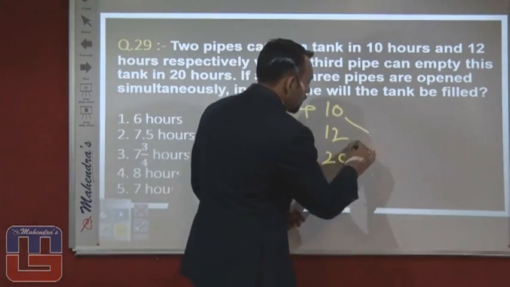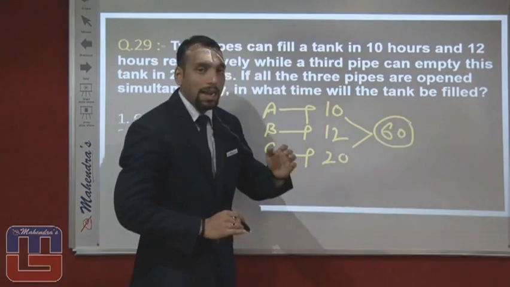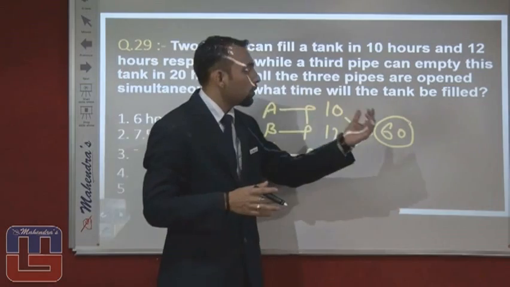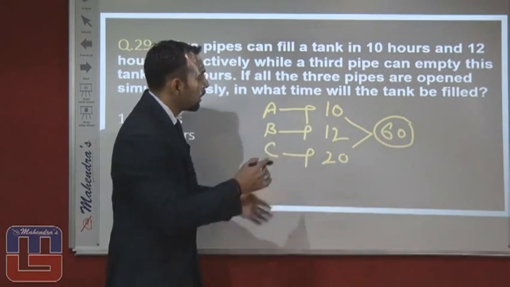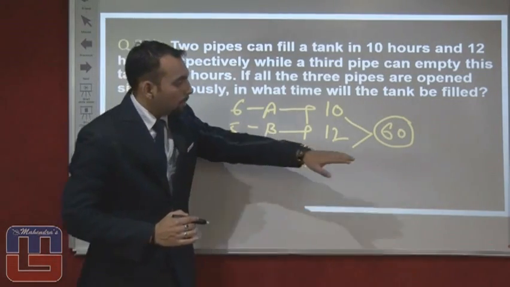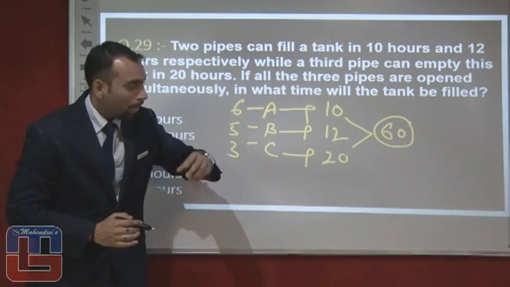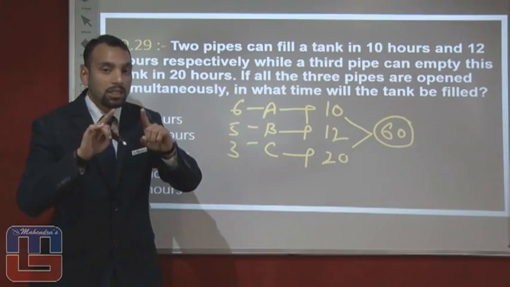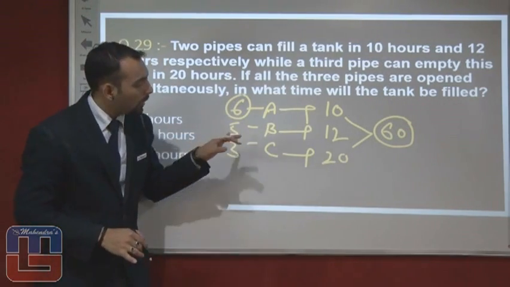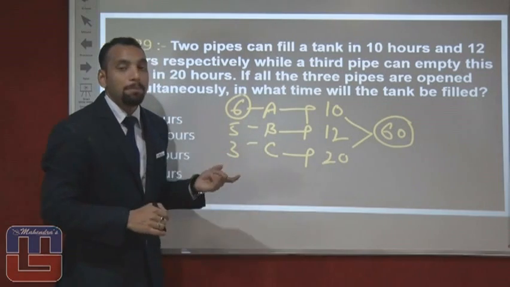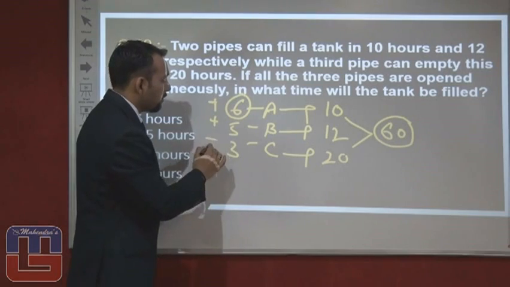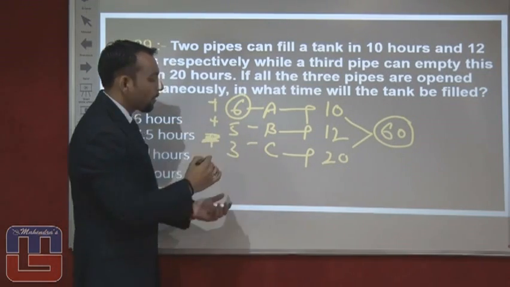Now see, the LCM will be 60 and LCM shows the capacity of the tank, which means the capacity of the tank is 60 liters, and here this is 6, this is 5 and this is 3. A can fill 6 liters in 1 hour, B can fill 5 liters in 1 hour and C can empty 3 liters in 1 hour. Both are filling, so the sign will be positive, and here the sign will be negative.